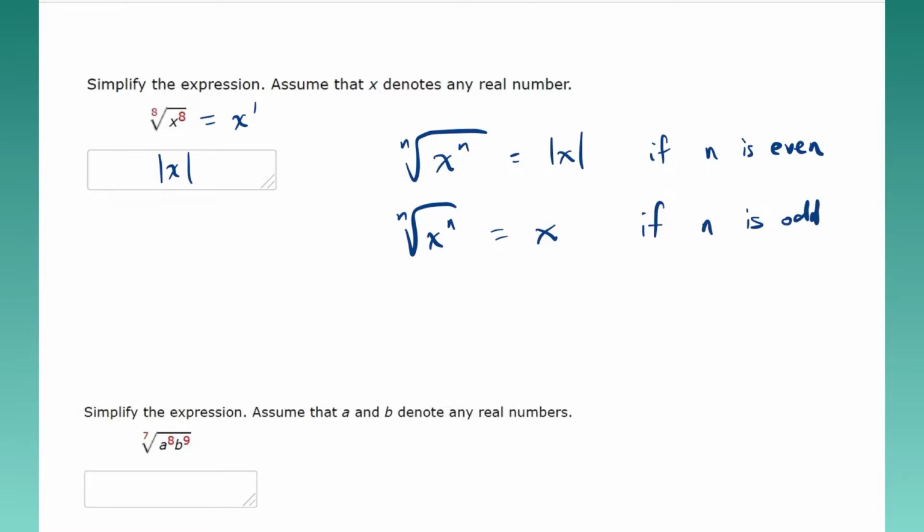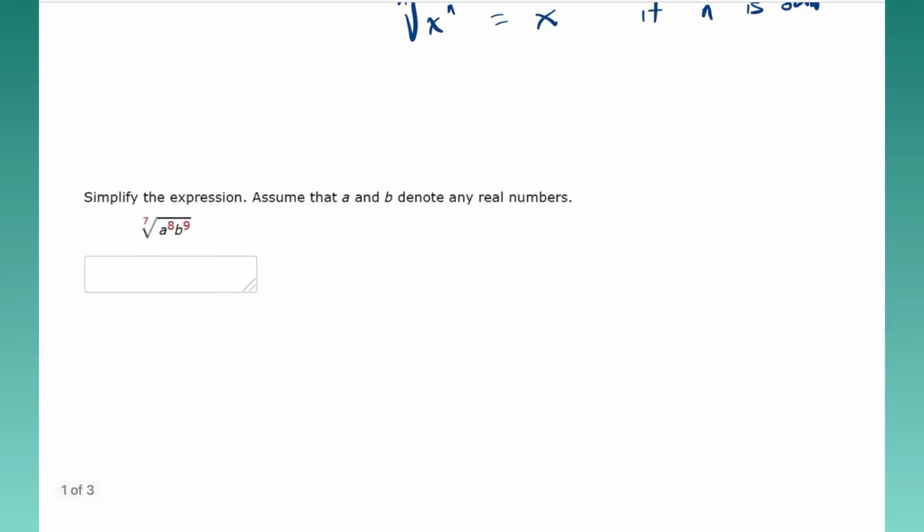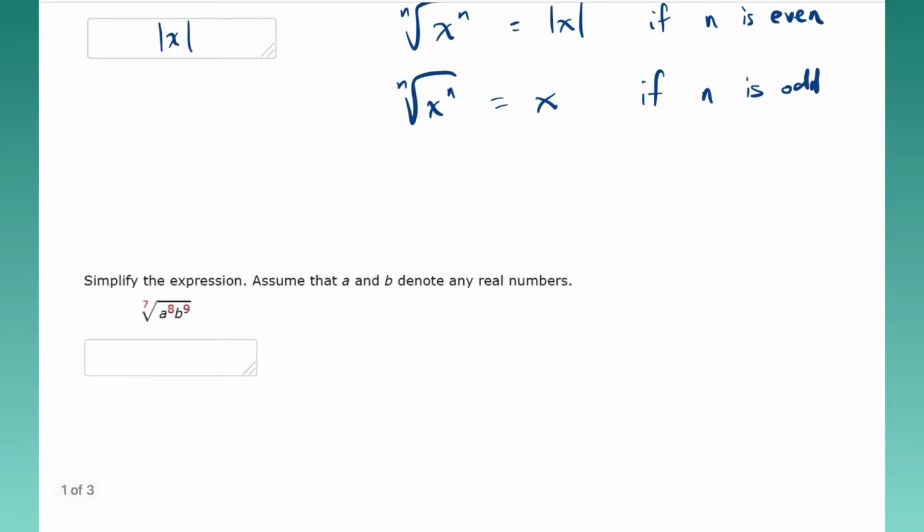So those are the two cases. In this case, because the index is even, we have to apply the absolute value of x. In the case where n is odd, for example, 7 or 5 or 3 or 1, we would not have to put the absolute value. All right, the next example says, simplify the expression. Assume that a and b denote any real number. So same situation as above.